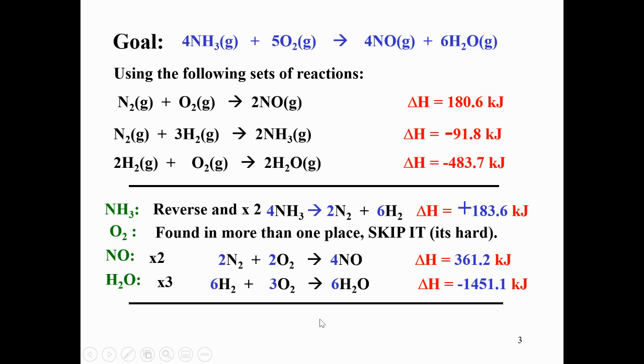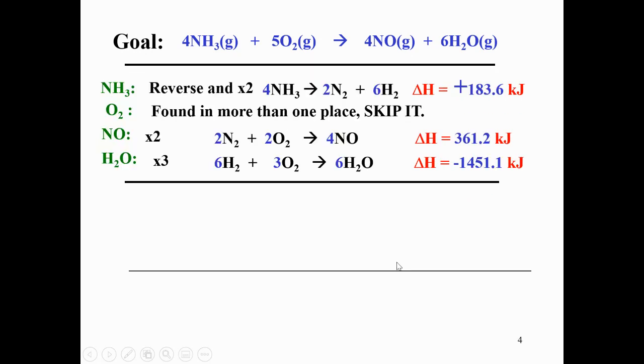Now, just like before when we were doing spectator ions, you're going to cross off the things that can cancel out. So if I look at this, I have an N2 here, and I have an N2 there, right? They're both 2 N2s. I cancel those 6 H2s, right? I can cancel my N2s, right? Because they're the same, one on the right, one on the left.